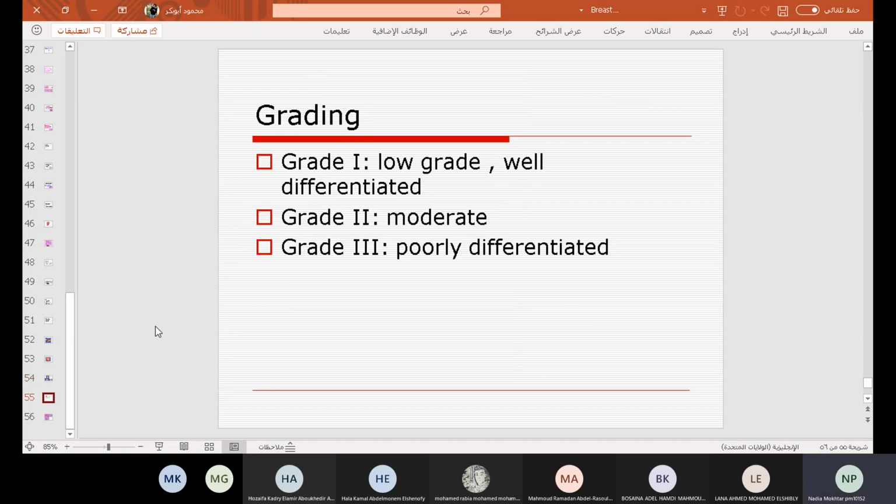Okay, the grade. Here the grade is different from the stage. I said pay attention. The grade is how biologically active the tumor is. Low grade: the more it forms keratin, like the normal, the lower the grade. So this is well differentiated. Grade 2, if it is moderately differentiated, forming some keratin but not much. And grade 3, when it's poorly differentiated and the keratin is minimal. Let's see the picture.